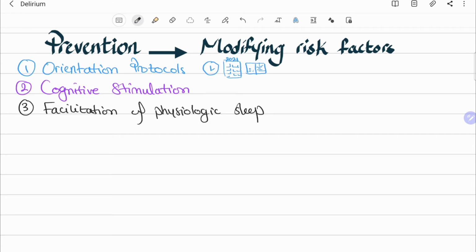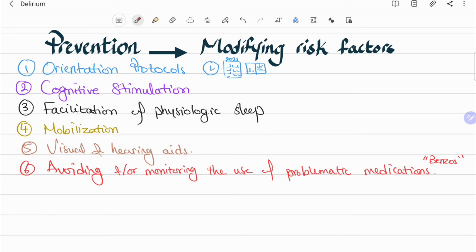The third one is facilitation of physiologic sleep. Nursing and medical procedures, including the administration of medications, should be avoided during sleeping hours when possible. Nighttime noise should also be reduced. Another important thing is early mobilization and minimized use of physical restraints for patients with limited mobility. We should also make sure that visual and hearing aids are provided for patients with these impairments.